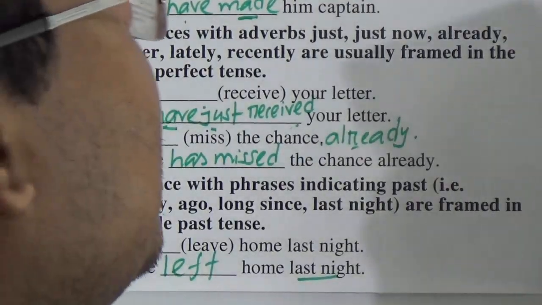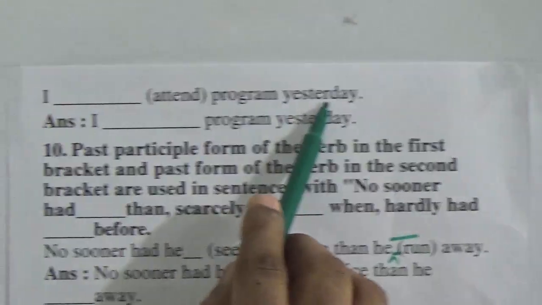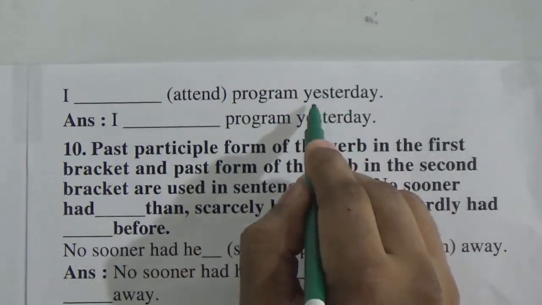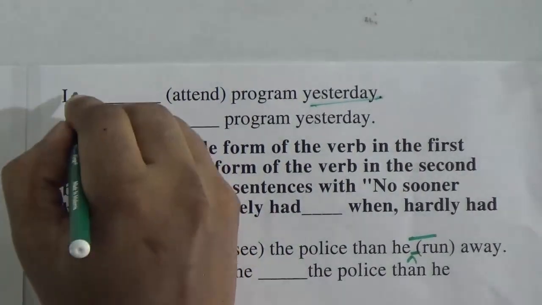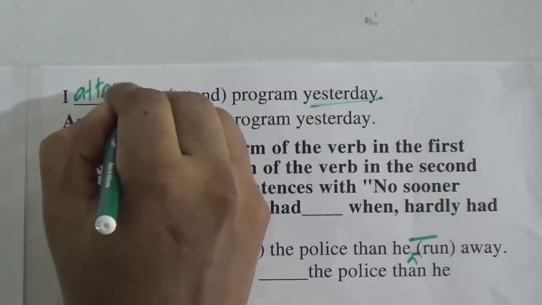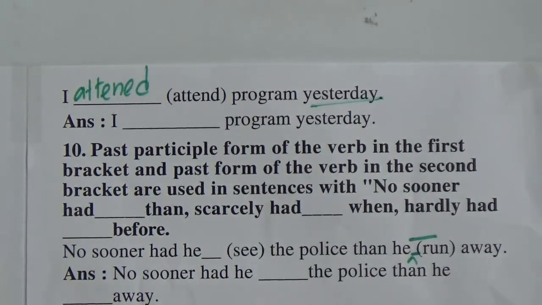Next, go to the rule. Another example, I dash program yesterday. So yesterday is the time period of past indefinite tense. We have to make it past indefinite tense. After the subject comes the past form of the main verb. I hope you have understood.